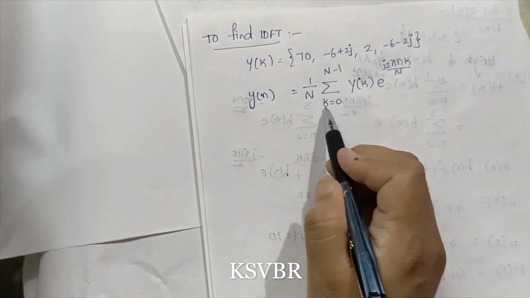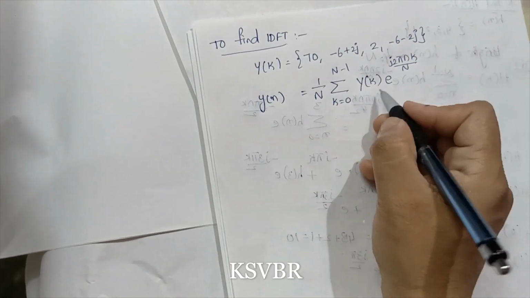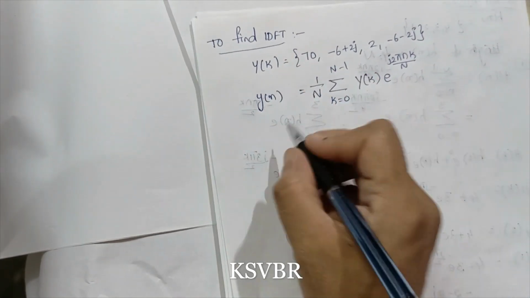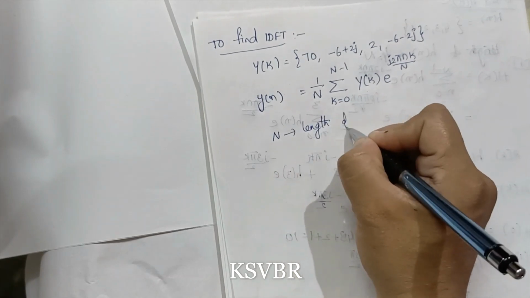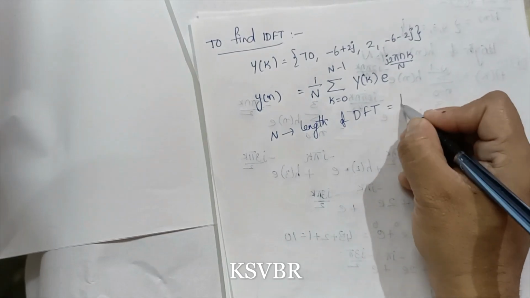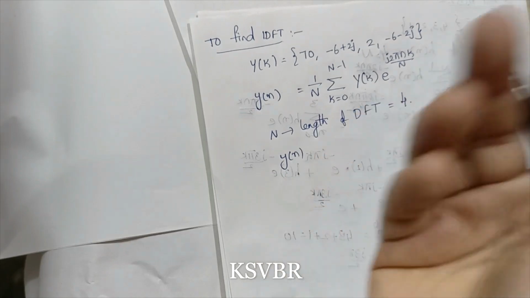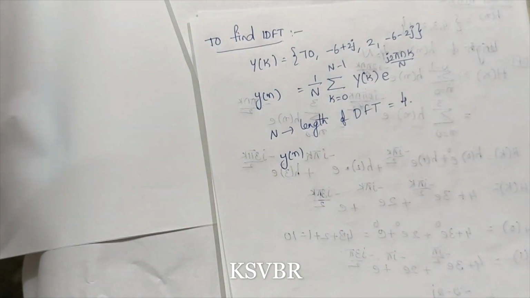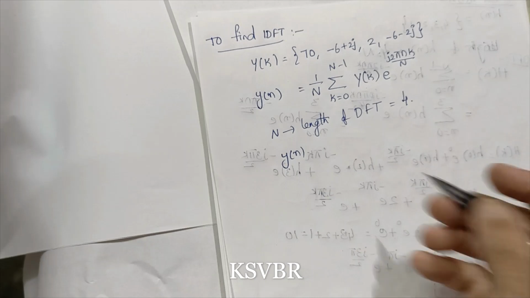So what is Y of k here? This is the sequence, and what is N here? N is nothing but the length of DFT, either it is y of n or Y of k. So the length of DFT is equal to 4 here. For y of n, the same way we found the DFT, that means reducing the equation to variable k and substituting 0, 1, 2, 3. In this we will reduce it to y of n and then we will substitute.